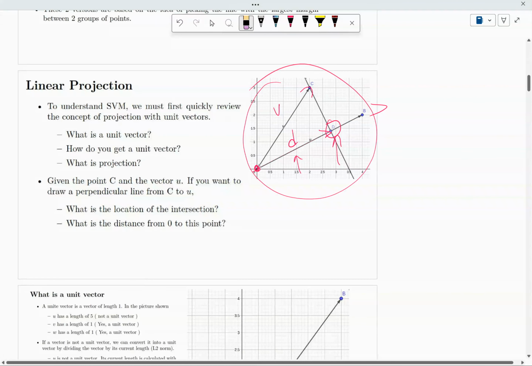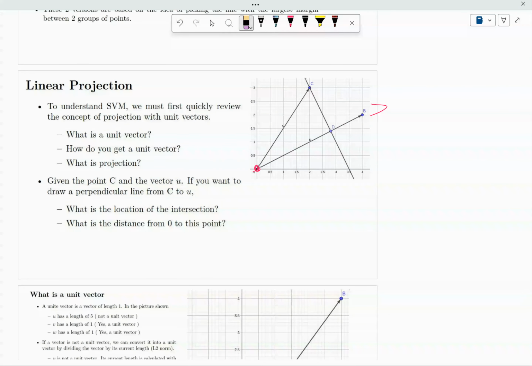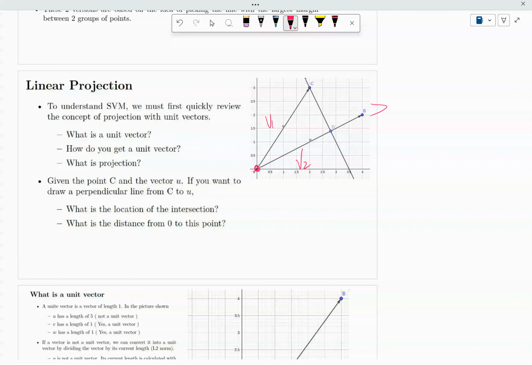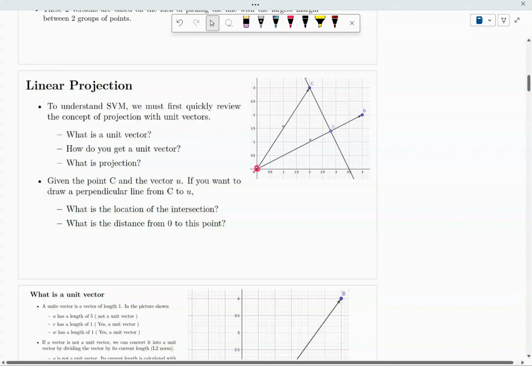That was from projecting V1 onto V2, right? If you have V2 onto V1, then the vector will look something like this. So the perpendicular will look slightly different. Depending on who is projecting onto who, the idea is slightly different.